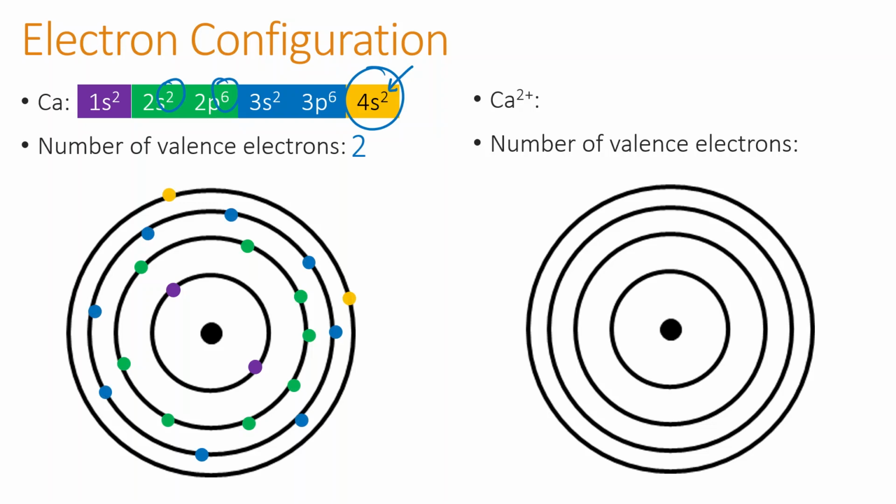So let's think about calcium plus 2. How is that different from regular calcium? So remember that this is a cation, which means that we have lost electrons. And in this case, we've lost 2 electrons to form a plus 2 charge. So go ahead and try to write the configuration for calcium plus 2, keeping in mind that you're going to lose those outermost electrons.